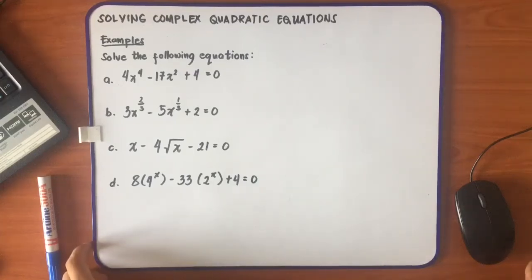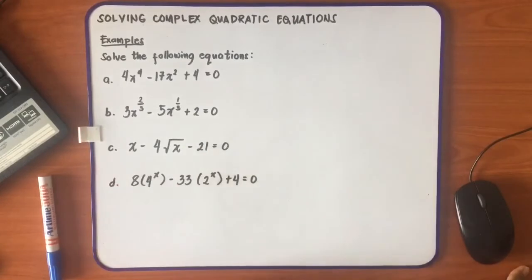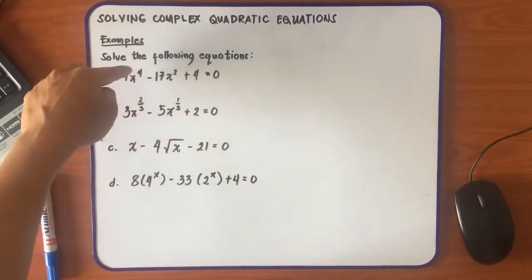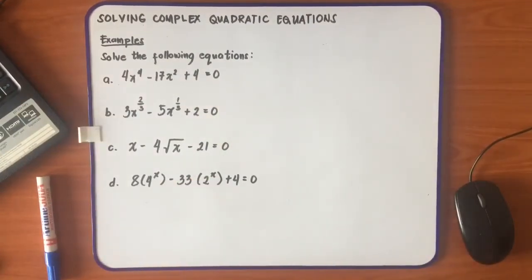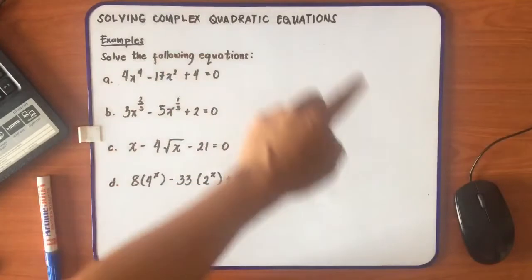Okay, our next lesson is all about solving complex quadratic equations, and I'm going to give you 4 examples here. Let's try to complete everything. First is 4x to the power of 4 minus 17x squared plus 4 is equal to 0. If you notice, the degree is x to the power of 4, and we haven't learned anything about solving equations that has a degree in that level. So what we are going to do is to transform this one into a quadratic equation.